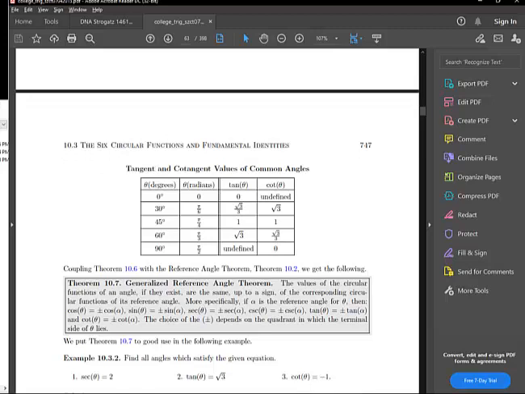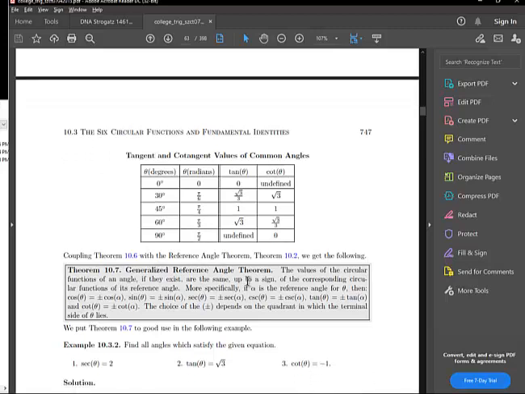All right, the generalized reference angle theorem: no matter what quadrant you're in, if you figure out the reference angle, the angle to the x-axis, you can find the sine and cosine, or all the functions, for that angle. Then you just decide on the sign of the trig function according to the quadrant that it's in.